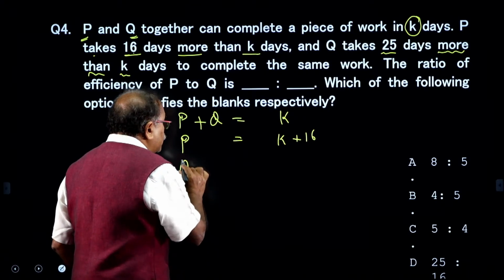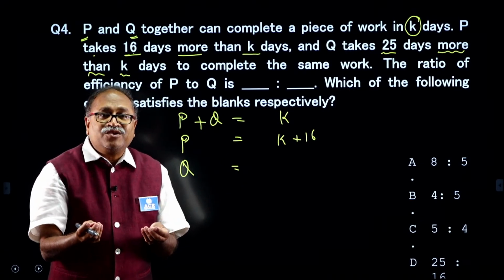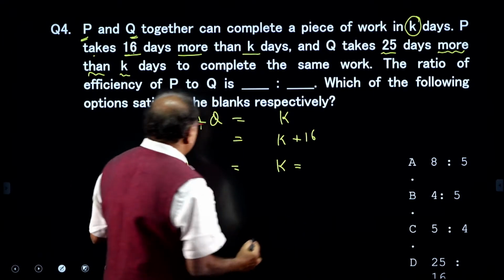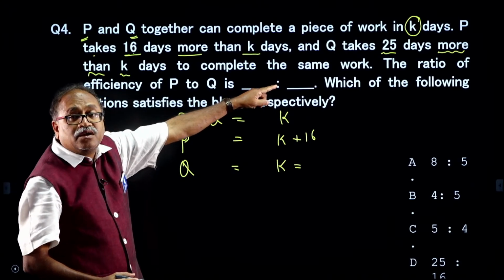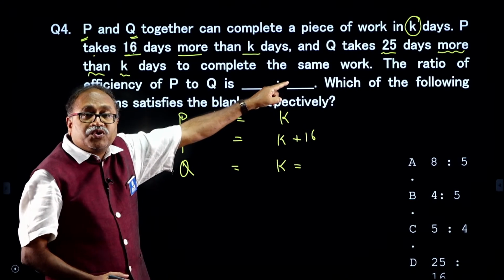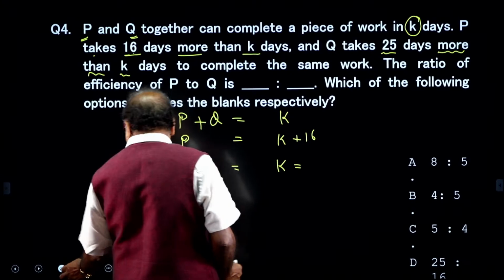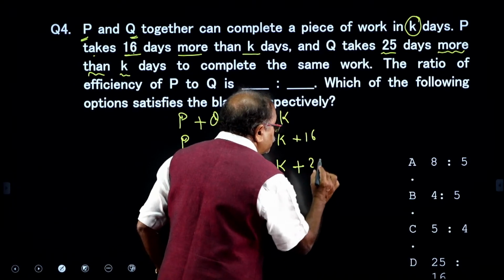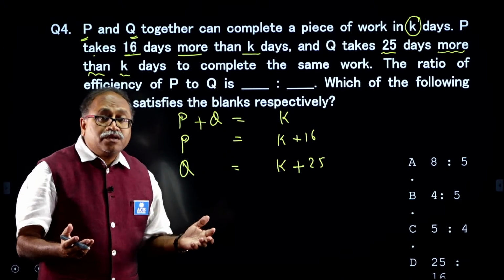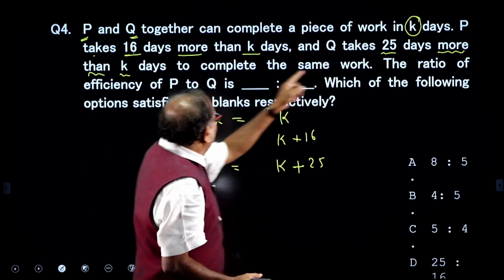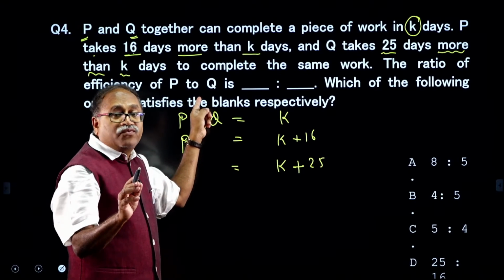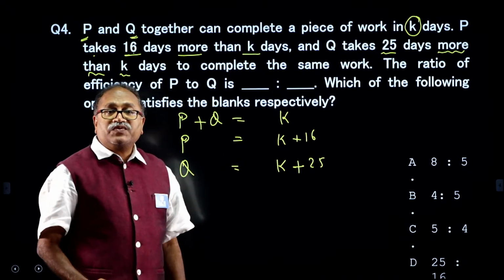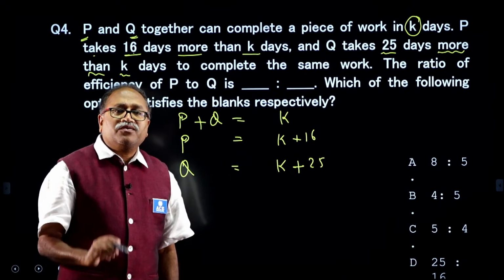So, that means the question is highly important and there is a technique to answer it. Please wait for the technique. Q takes how many days more than K? 25 days more than K. So, that is K plus 25. What is the question? Now, the ratio of the efficiency of P to Q is, which of the following satisfies? How do you get the ratio of efficiency?